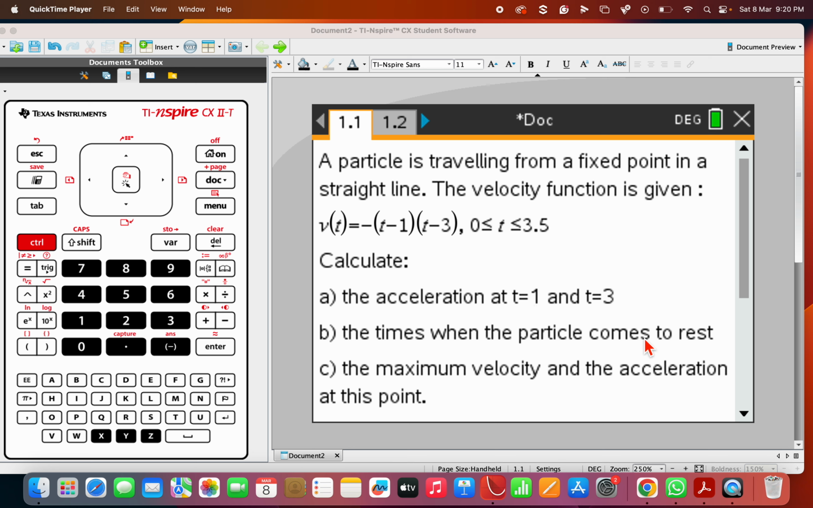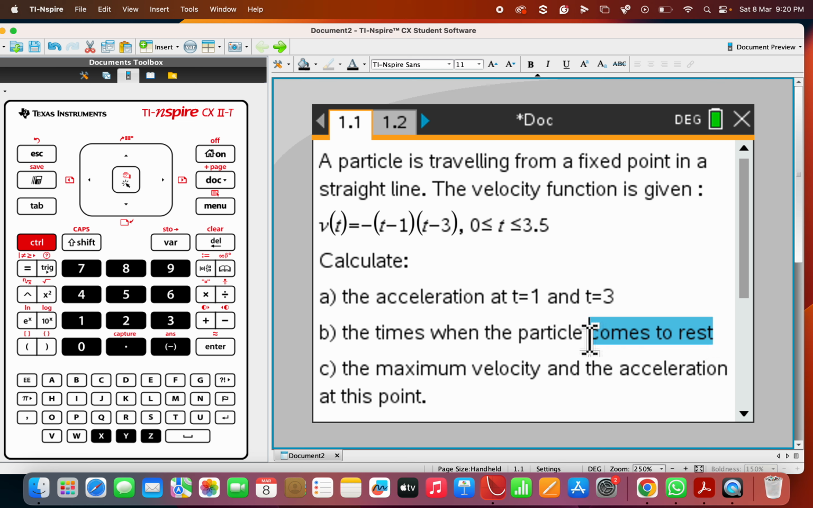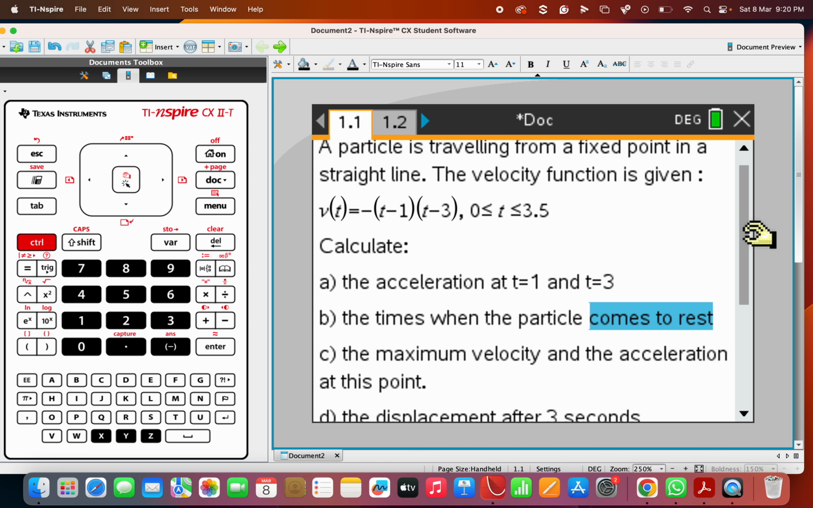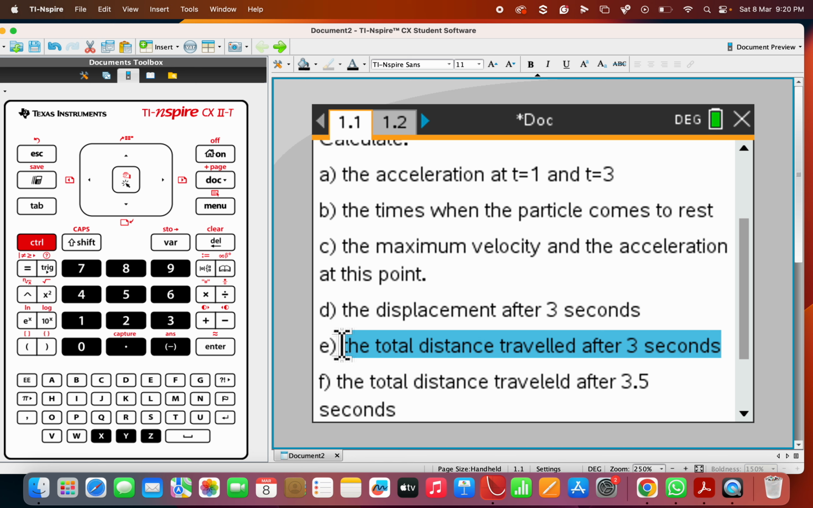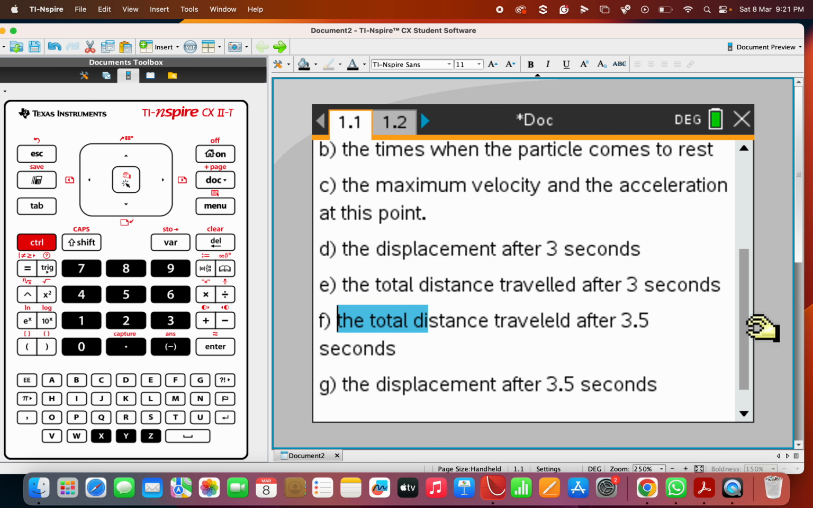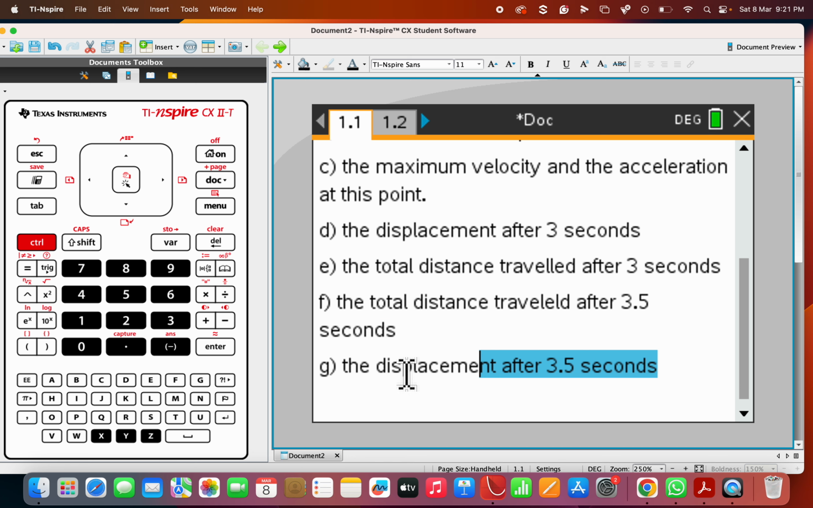The times when the particle comes to rest: if the particle is at rest, its velocity equals 0, so we're going to find the zeros. The maximum velocity and the acceleration at this point, think about that. The displacement after 3 seconds, remember displacement is area under the velocity time graph. Total distance travelled is the area under the speed time graph. Total distance travelled, so that's still the speed time graph. And finally displacement, so we're back to the velocity time graph.